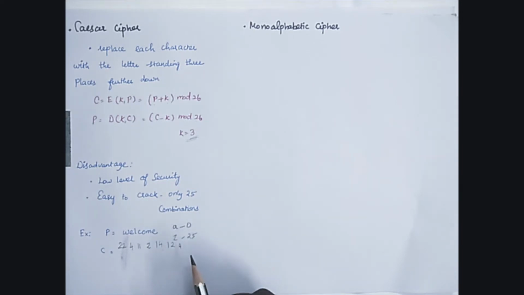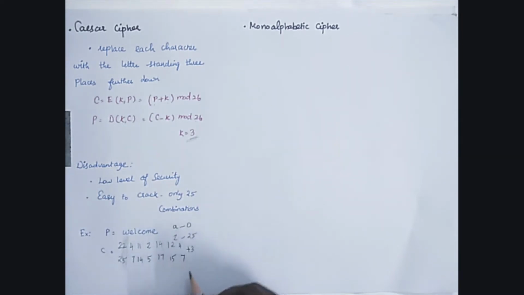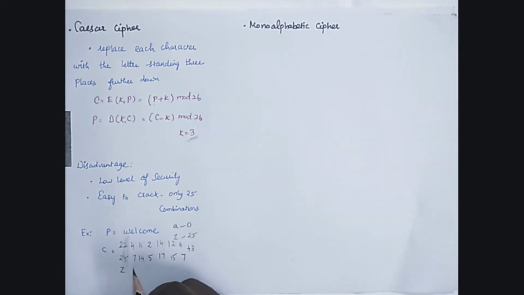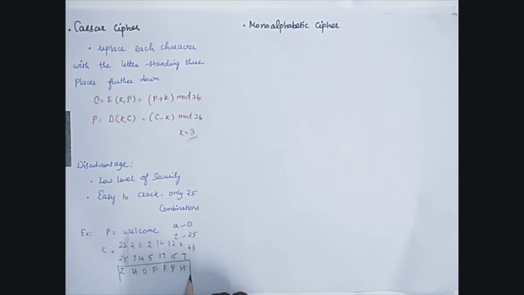Here, as per the formula for Caesar cipher, we need to add the key value K to the plain text numeric values. So the key value K is 3. Adding 3, we get the values as 25, 7, 14, 5, 17, 15 and 7. Then finally we map the numeric values to the alphabets to get the ciphertext, which is Z, H, O, F, R, P, H. This is the final ciphertext for the plain text welcome.